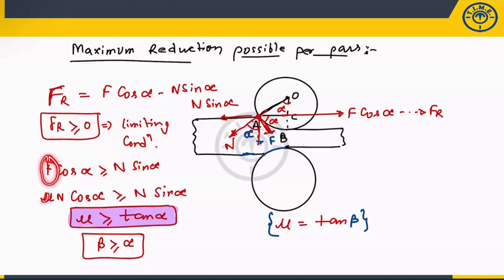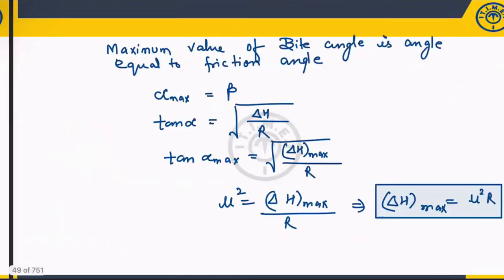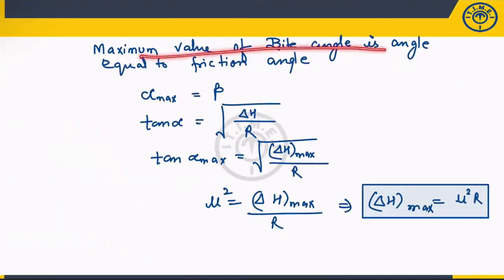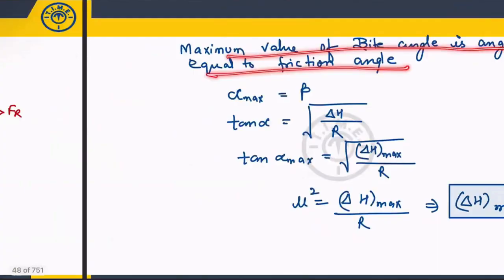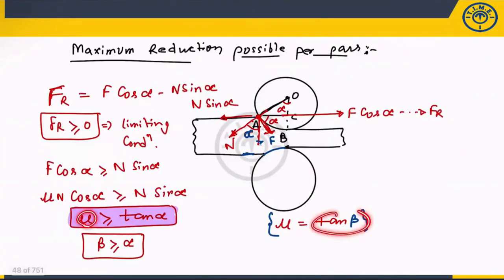What is friction force? Mu into normal reaction. Mu should be greater than or equal to tan alpha. That means sometimes they are giving the value of friction angle. From there, you can calculate the mu value. For example, if beta is given, you can calculate the mu value. Now, the maximum value of bite angle is the friction angle. So mu is equal to tan of beta. So beta should be greater than alpha. So what will be the maximum value of this? Can I say beta is equal to alpha?